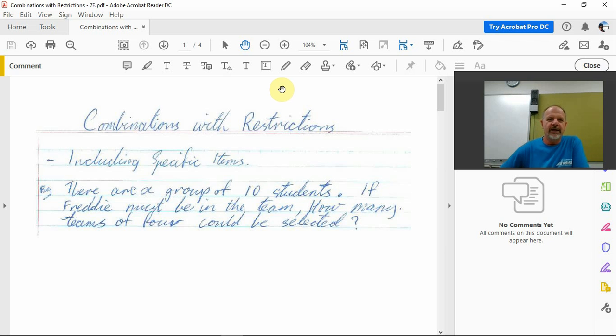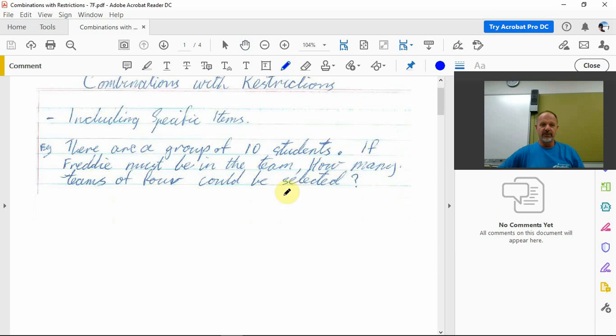All right, so today still looking at combinations. At this time we've got some restrictions occurring on it. So we'll look at some different restrictions. The first restriction is you might, for example, want to include a specific item. So here's an example where that might be the case.